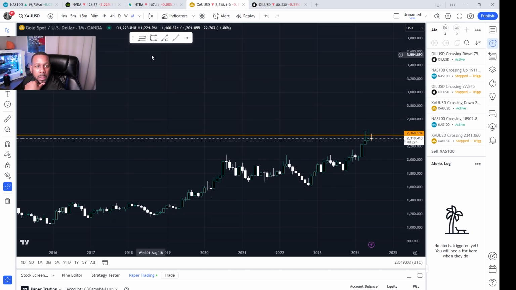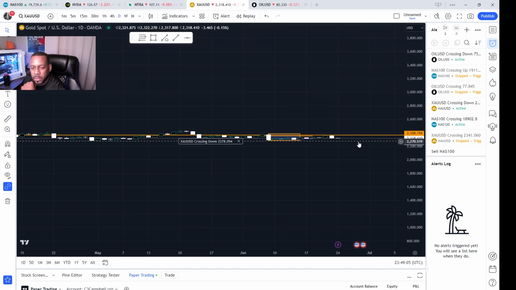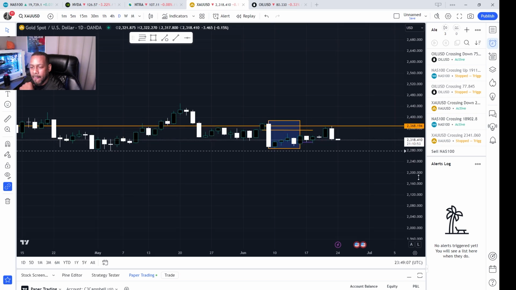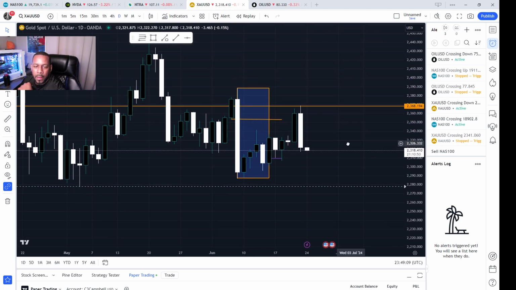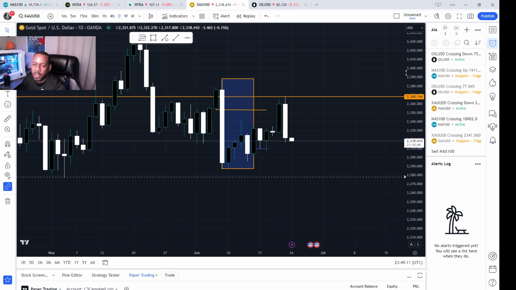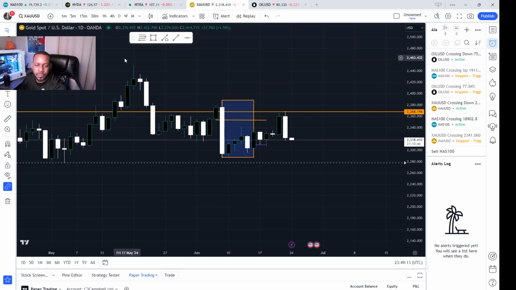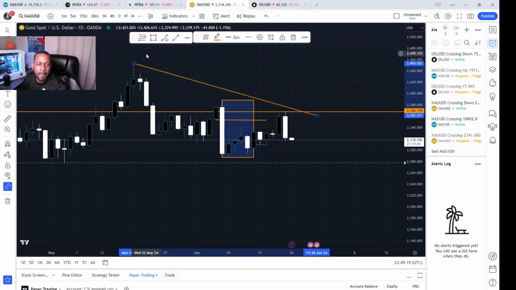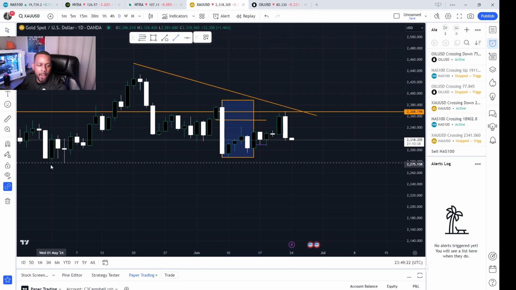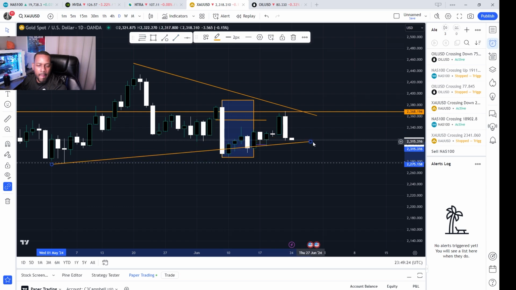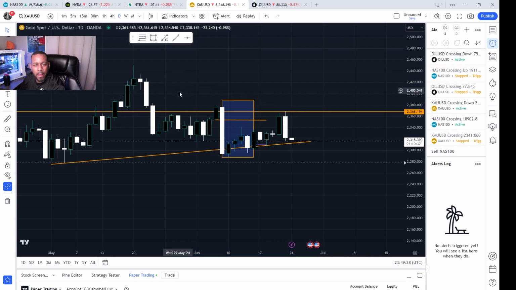Gold. Let's go to the dailies. Gold's pretty much again moving sideways. The spiral here is getting tighter and tighter. It's going to do something, but again, overall, I think we're looking at gold being bullish.